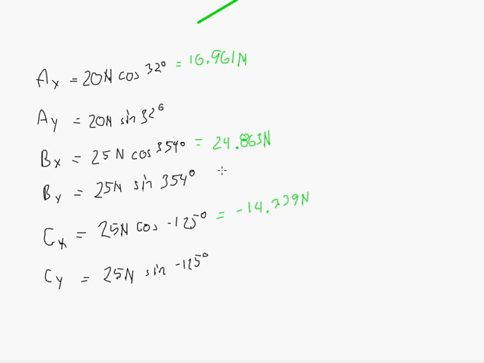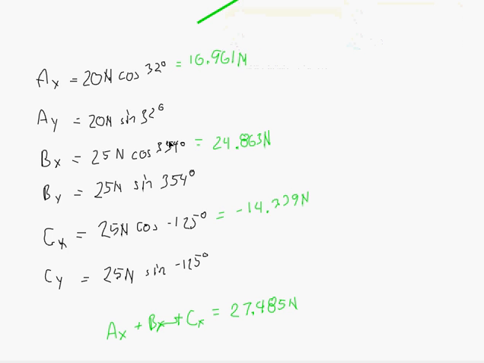Now, the nice thing to do, guys, I did all my x's first. I'm just going to add them up now. So I'm going to go negative 14.339 plus 24.863 plus 16.961. Double checking on my calculator. Everything looks good. Adding up all of my x's, ax plus bx plus cx, sorry about that, equals 27.485 newtons. Okay, great. One done.